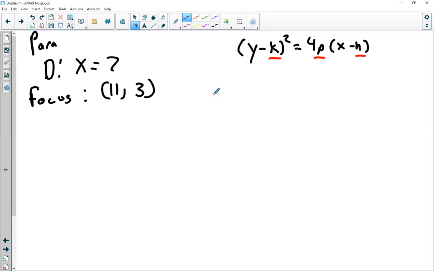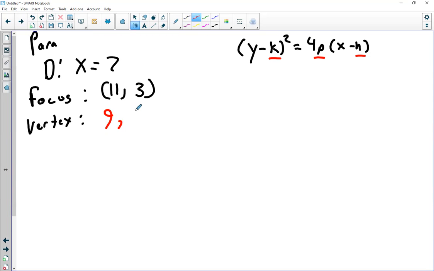Remember how it always looks if you have a focus and a directrix: the vertex is always completely in the middle between your focus and your directrix. So 7 plus 11 divided by 2, that's 18 divided by 2, which is 9. So this is not a center, this is a vertex. Your vertex is going to be 9, comma, and the 3 stays the same. You did not go up or down. Then you can plug that into h and k.